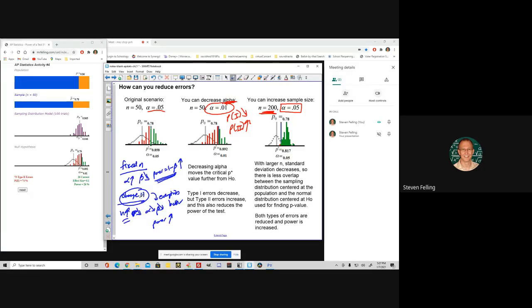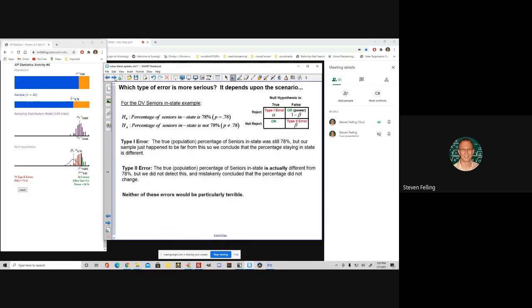If you're unable to increase the sample size, you can make the power of the test higher, but you have to trade off making the probability of a type 1 error go up. All right. So why is this important? Well, it depends on the scenario. Sometimes one type of error is worse than the other. Sometimes neither of them are really particularly bad.